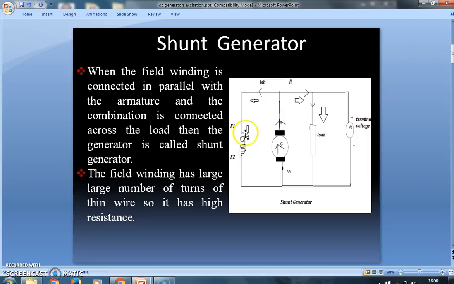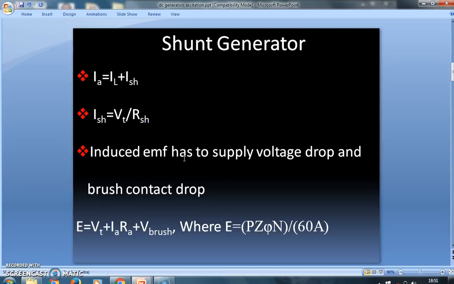Here the field winding F1, F2 is represented as the field winding. It has a large number of turns of thin wire, so it has high resistance. From the generator diagram you can observe that the armature current is the summation of the load current and ISH, the shunt field current, whereas ISH is nothing but Vt by RSH, and the induced EMF has to supply the voltage drop and the brush contact drop.